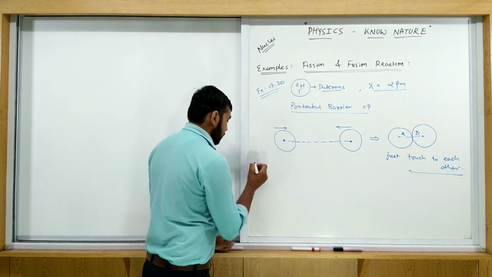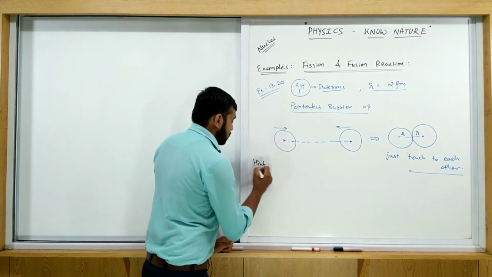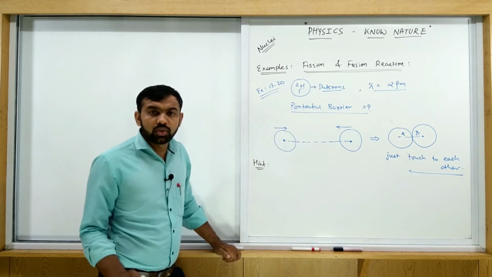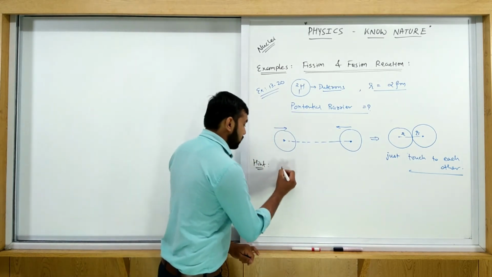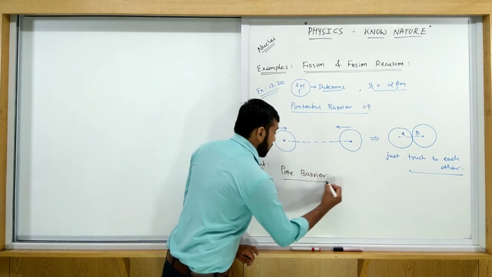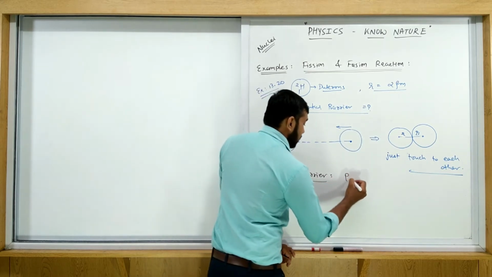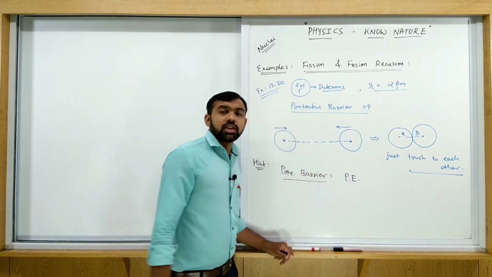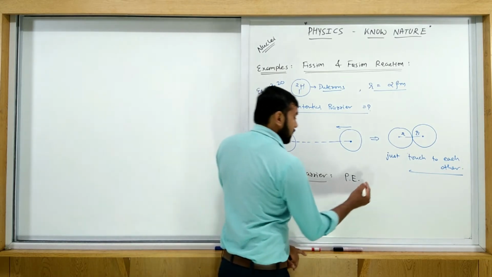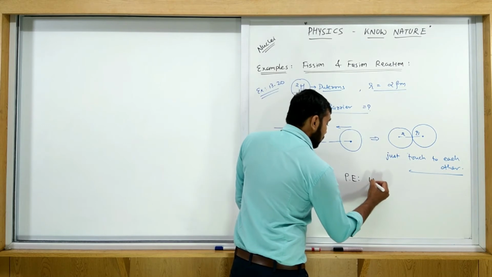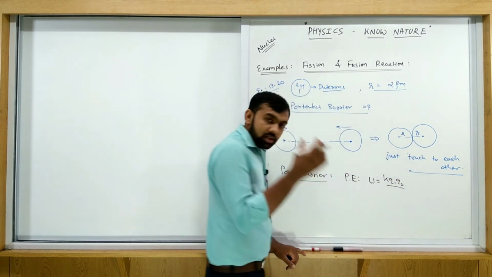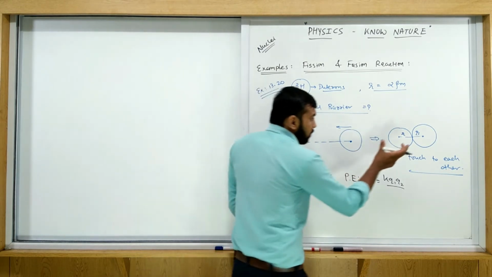So what is the hint? As in the problem, this potential barrier is the Coulomb repulsion. So potential barrier means potential energy. Which potential energy? Coulomb repulsive potential energy, which is generally given as U is equal to K Q1 Q2 upon the distance between the two charges.